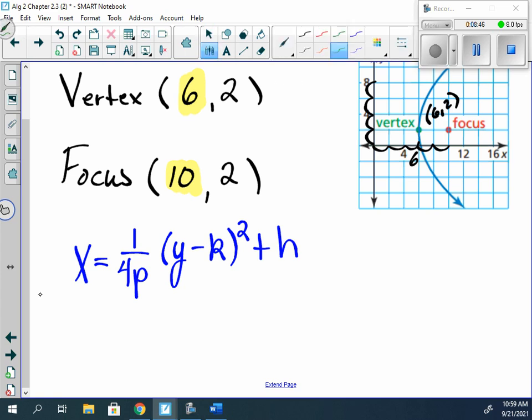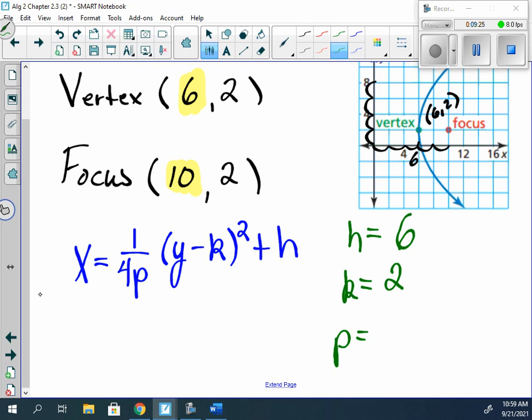Well, there are three variables that we need. We need h, k, and p, because if I have the values of h, k, and p, we can plug in to find the equation, and that's what we're doing here. We're finding the equation. Can anybody tell me what the value of h is? 6. Where did we get that from? The vertex, yes? What's k? 2. Where did we get that from? We could get it from the vertex, or we could get it from the focus, because the value of k is the same in both places, yes?